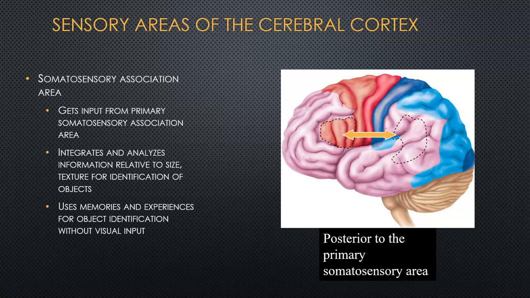So if we go to the somatosensory association area, it gets input from the primary area, and it integrates and analyzes that information relative to the size, texture, and the identification of the objects. It uses memories and experiences to identify the object. Like when you pick up a pen, you know what it is because you pick it up, you feel it, and you also have memories. It's kind of cool.